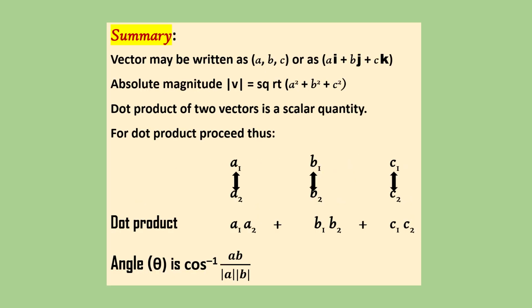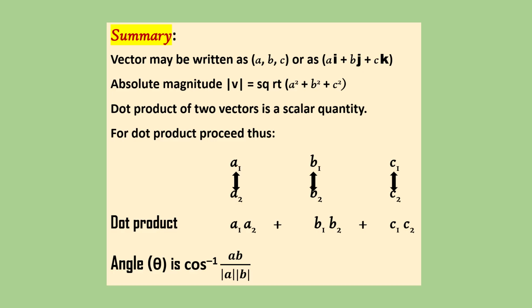So finally we will summarize what we have learnt. A brief summary which will help you to recapitulate. A vector may be written in two ways: either as a, b, c, or as ai plus bj plus ck. The absolute magnitude is given by square root of a square plus b square plus c square. Dot product of two vectors is a scalar quantity. That means after multiplying, it will not have the arrowhead. It will not have any i or j or k associated with the product. So for dot product, you will not write ijk, you will not put an arrow.